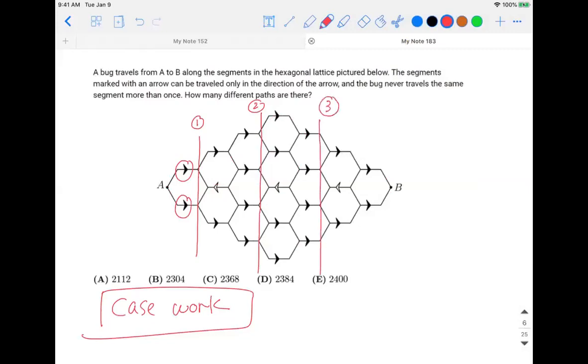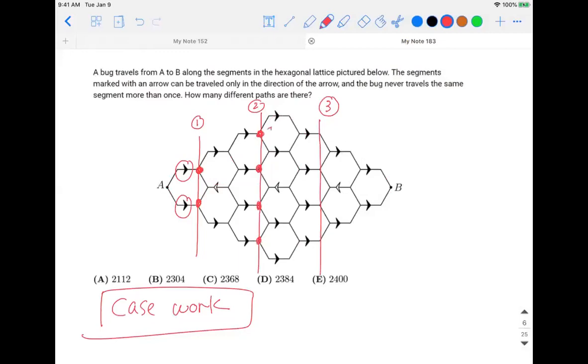Line number 3, right? The same thing, as long as you pass line number 3, there's no way for you to go back. So that being said, maybe I need to do my casework based on these 3 lines. I'm going to see how many ways the bug can go to here, can go to here. Because as long as I know this, I know moving forward, there's no way for the bug to return. How many ways the bug can come here, here, here, here, right?